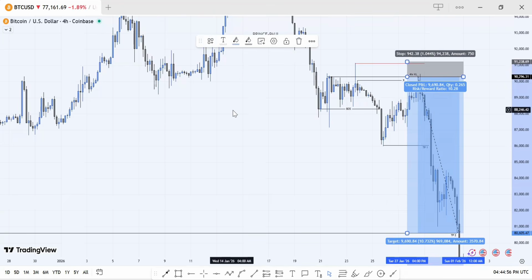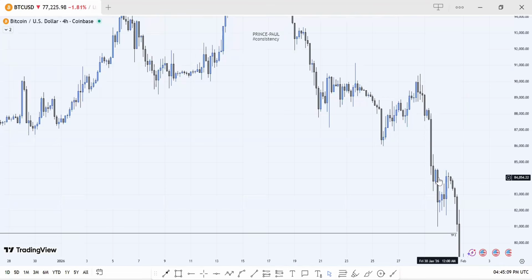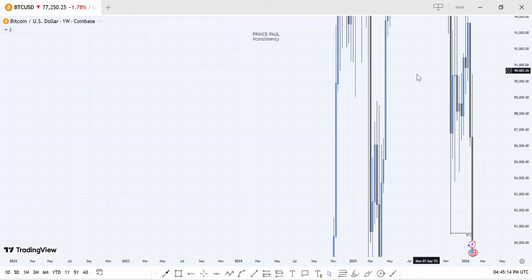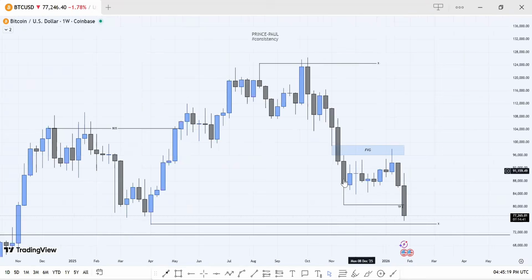So first things first, we always want to come from the higher time frame, right? We want to know what's going on in the higher time frame. So I'm just going to delete all this right now because we're going to be drawing it together, right? So if I go to the 1 week time frame, which is the higher time frame, I'm going to be seeing that we have this fair value gap over here.